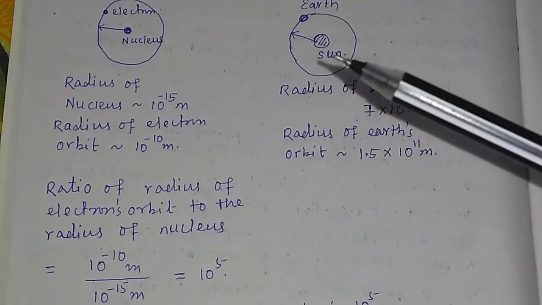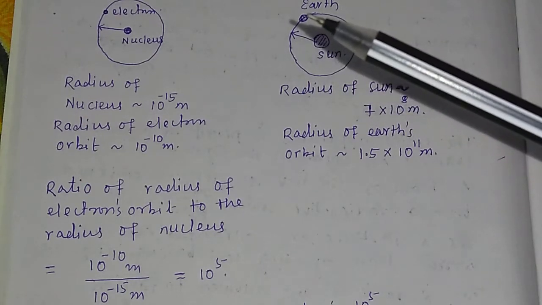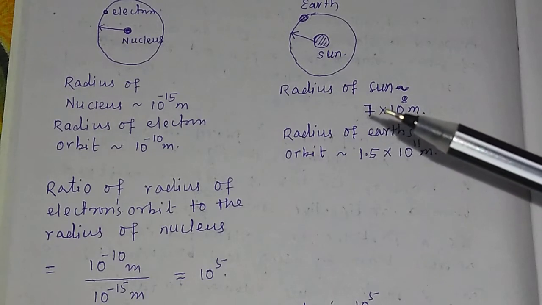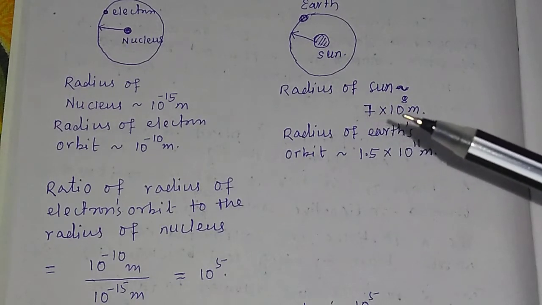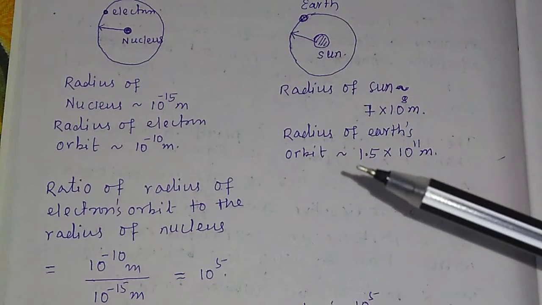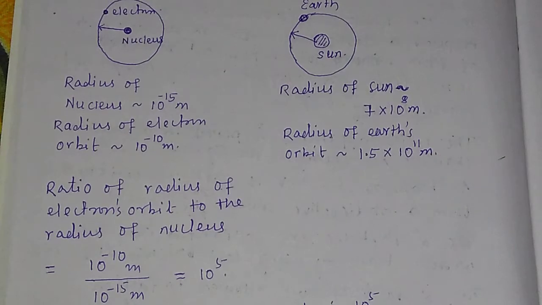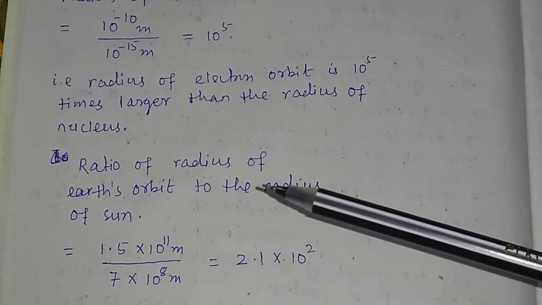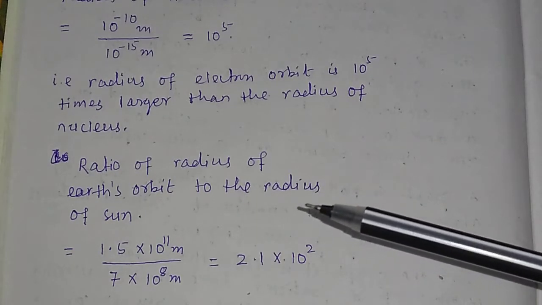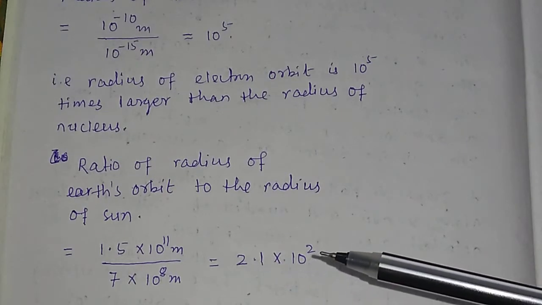But if you compare it to the solar system, this is the sun and this is, suppose, the earth. The radius of the sun, as you know, is nearly equal to 7 × 10^8 meter, and the radius of the earth's orbit is nearly equal to 1.5 × 10^11 meter. And if you take the ratio of the radius of the earth's orbit to the radius of the sun, then this will be equal to 2.1 × 10^2.